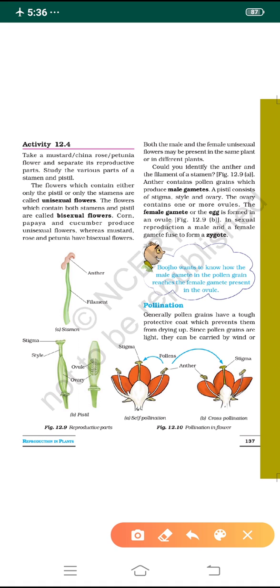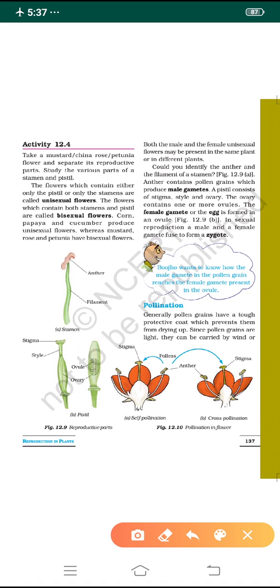In sexual reproduction, a male and a female gamete fuse together and form a zygote. The same kind of process takes place in animals also. This zygote is the new individual which grows further.